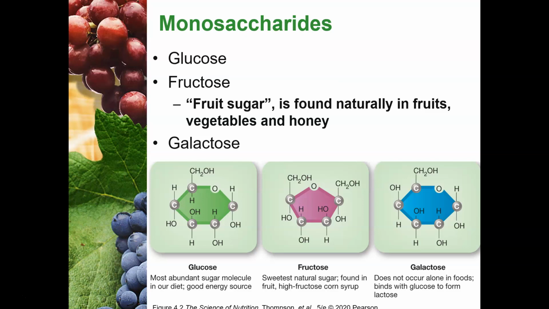Fruit sugar is found alone. It's found naturally in fruits, vegetables, and honey. Galactose does not occur alone in foods. It actually forms chemical bonds with glucose and other sugars to form either disaccharides like lactose or oligosaccharides.